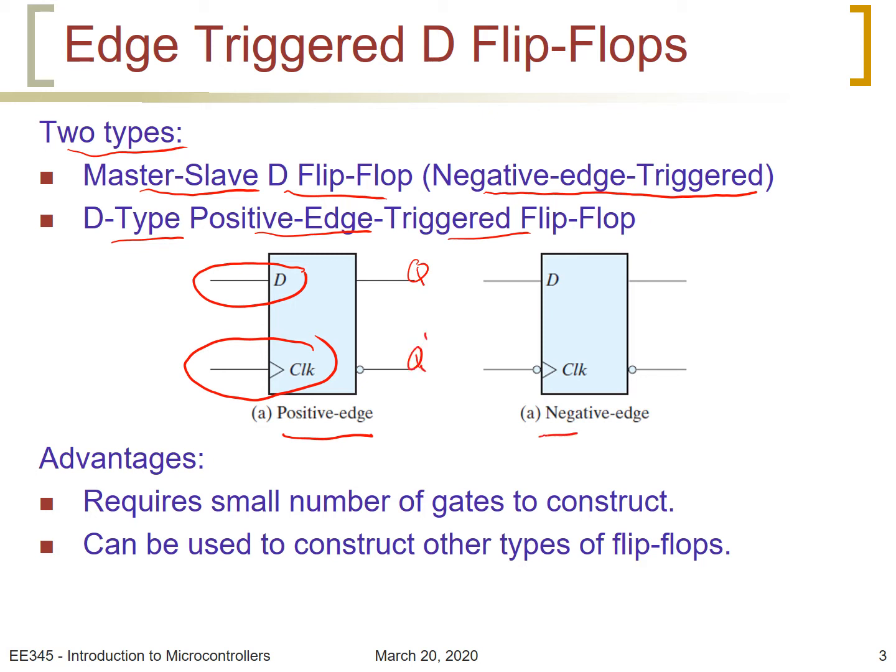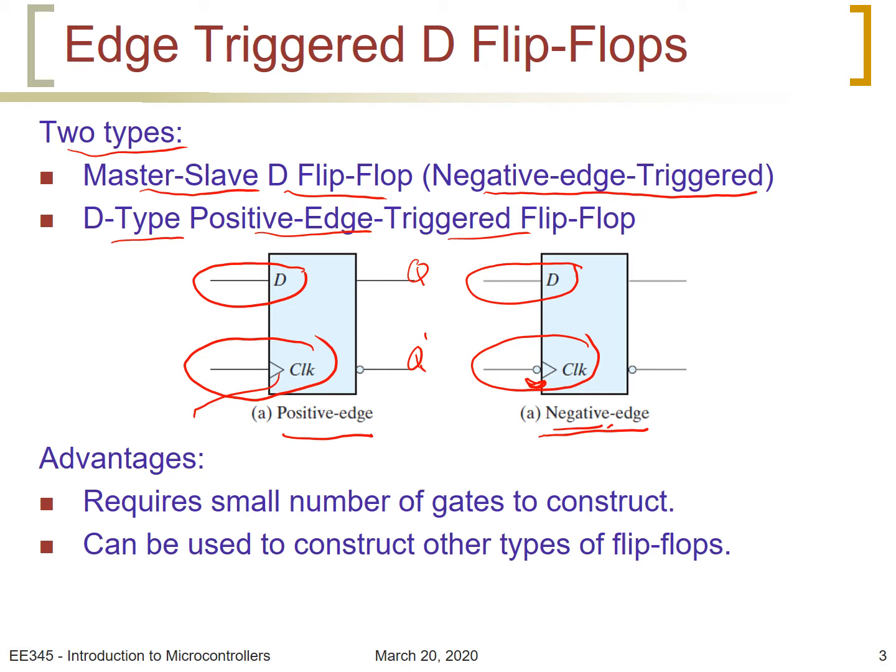For the negative edge triggered, we have the D input, the data input, and also the clock input. But for the negative, we put a small bubble here, indicating that this is negative edge triggered. And this small triangle here always refers to a clock.